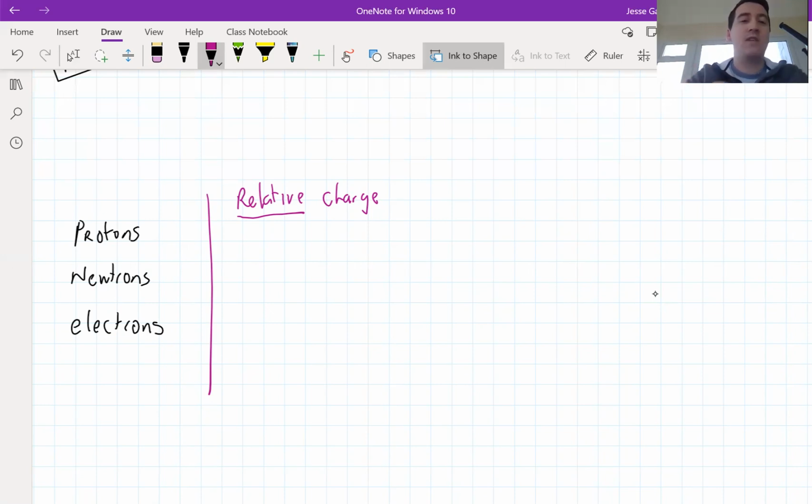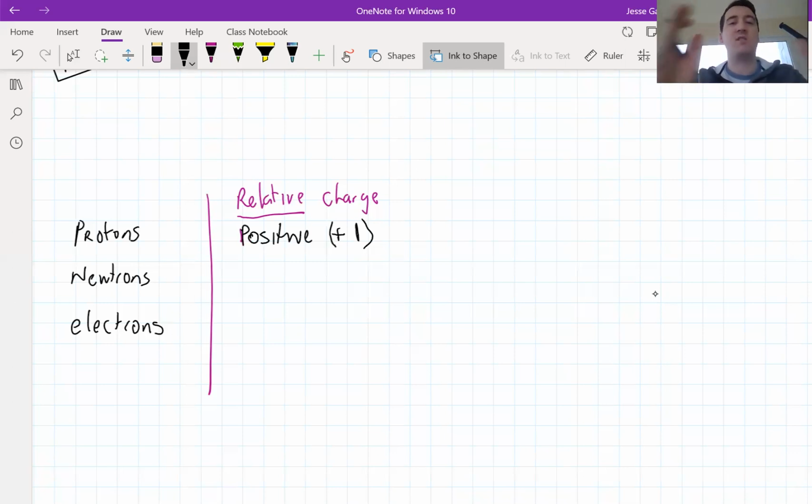We say that protons have a positive charge. So protons are positively charged. This is a really important idea, so I really need you to pay attention. Protons have a positive charge, and the relative charge is +1. We just give it a number 1. However big that charge is, we're just going to call that a 1 charge. The size of the charge on a proton, we're going to say is 1.